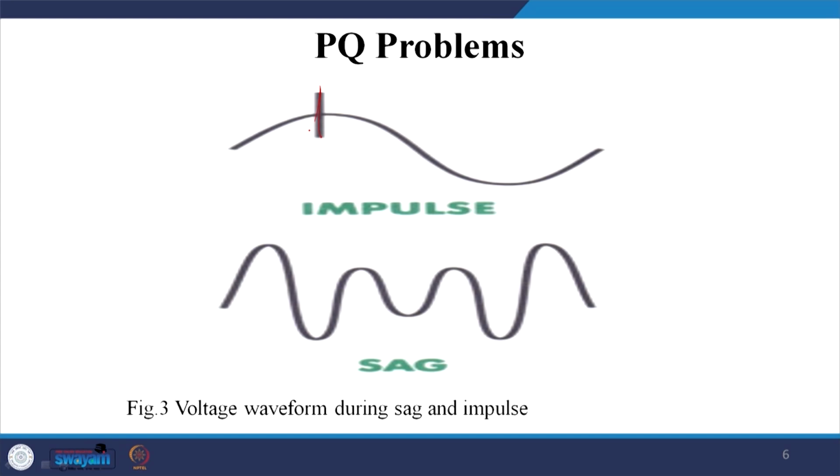What is the power quality problem? For example, I am giving you one example. All of a sudden there is a spike, and this is called an impulse, and all of a sudden you have a sag. So, this is also a power quality problem.